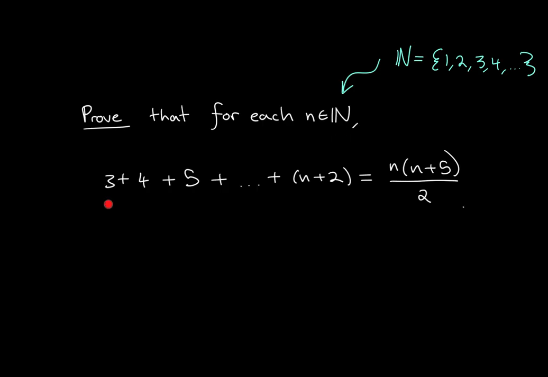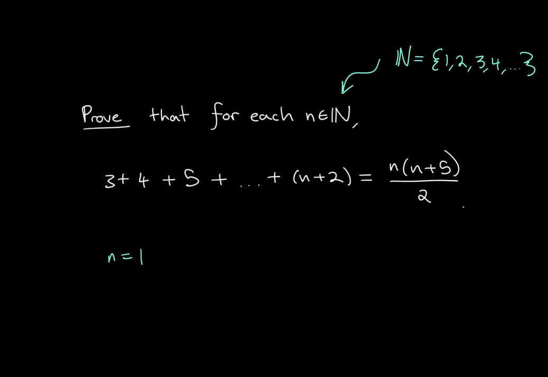that the sum of 3 plus 4 plus 5 plus ... plus (n plus 2) is equal to n times (n plus 5) divided by 2. Okay, that's a big task, so I better get started. Let's start with n equals 1.